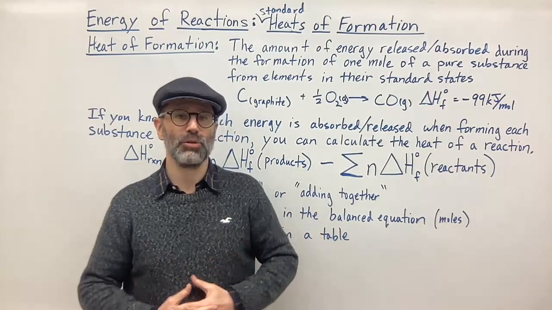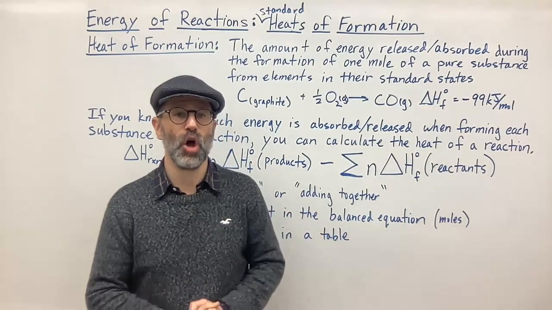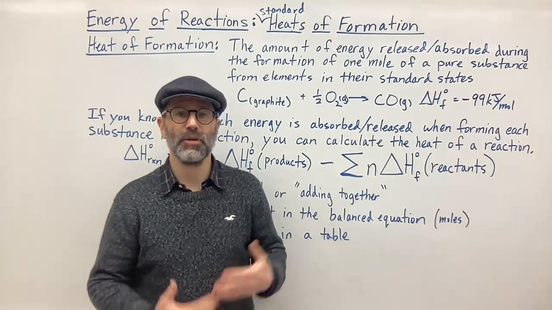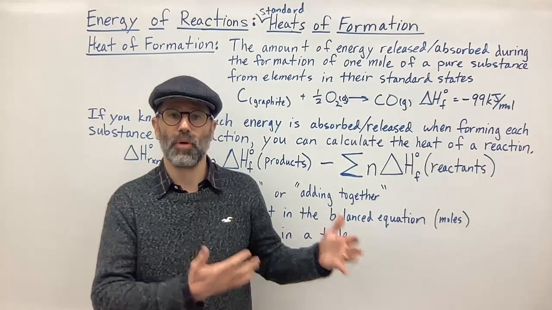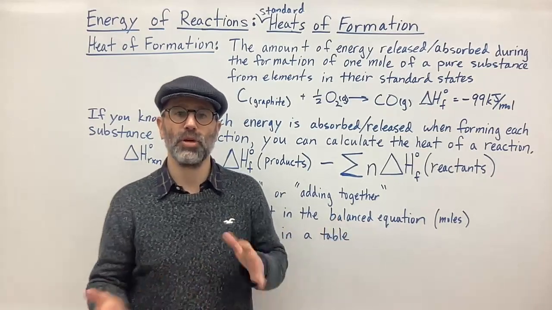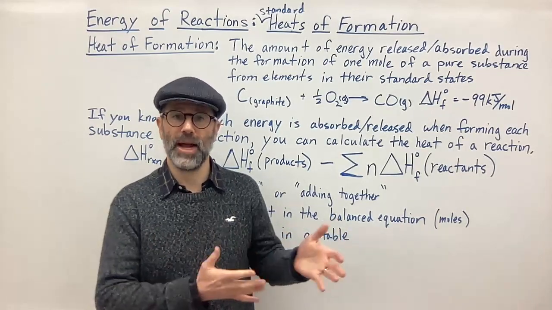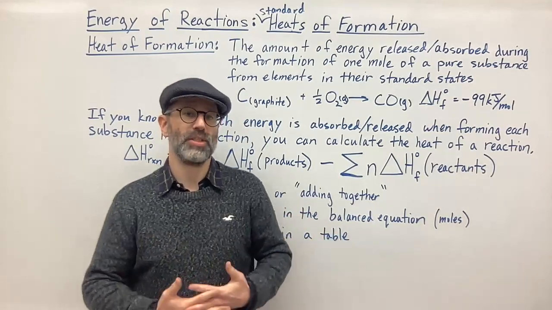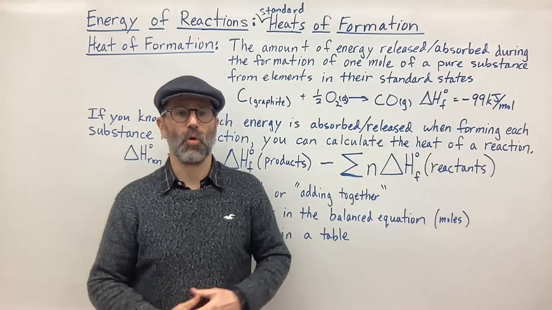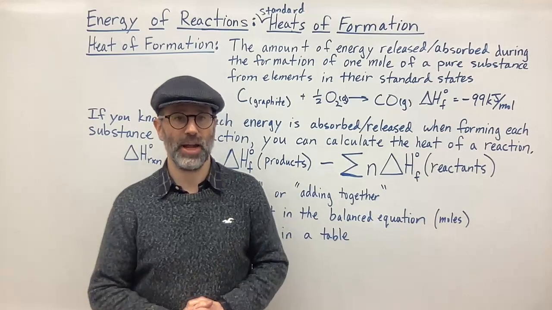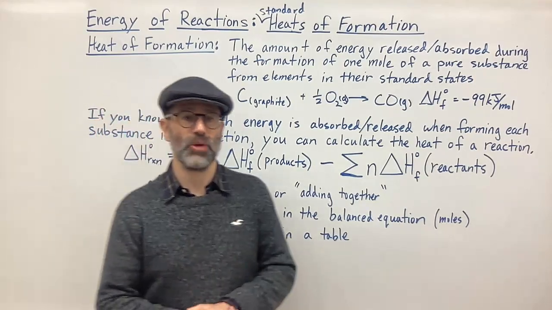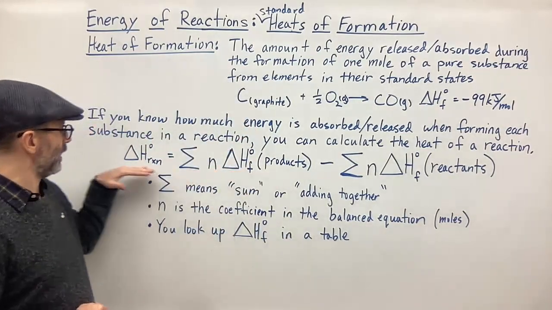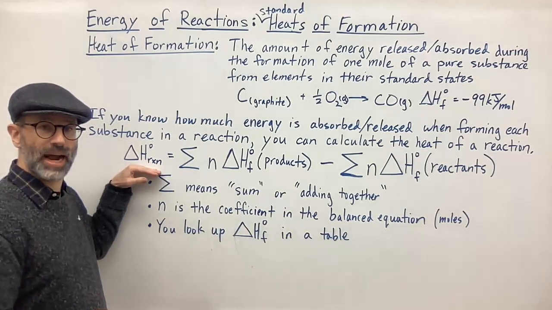Another way is to actually use the heats of formation. If you know how much energy is absorbed or released in the formation of your products and reactants, then you can find the difference between the reactants and the products, and that would be the heat of the reaction, or the standard heat of reaction, or what is also called the standard enthalpy of reaction. And so that comes down to an equation. Here is the equation to find the standard heat of a reaction.